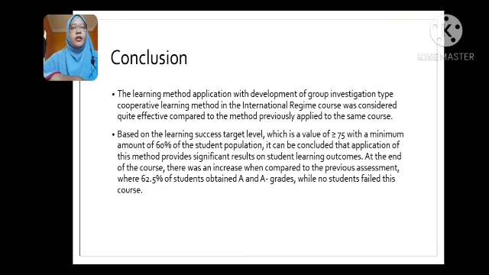Here is the conclusion of this research. The learning method application with development of group investigation type cooperative learning method in the International Regime course was considered quite effective compared to the method previously applied to the same course. Through the application of performance assessment method, student learning outcome assessment can include various elements such as cognitive, affective, and psychomotor elements. So this is the end of my presentation.